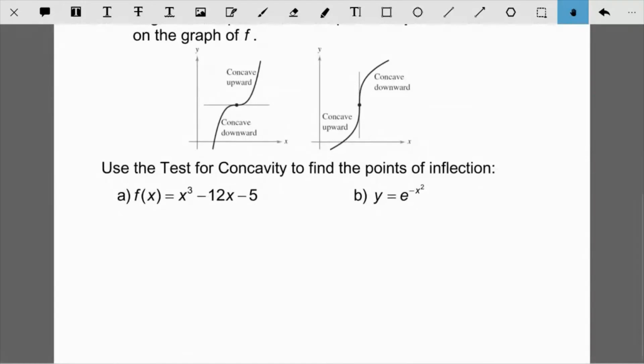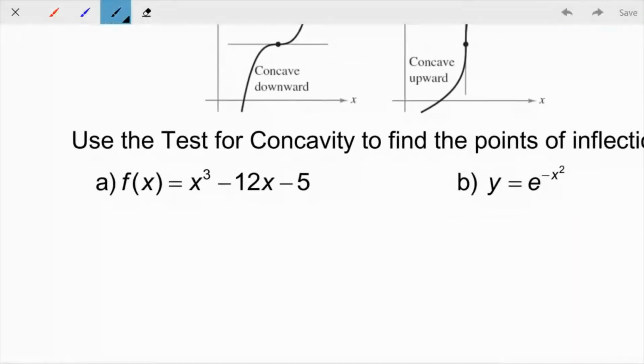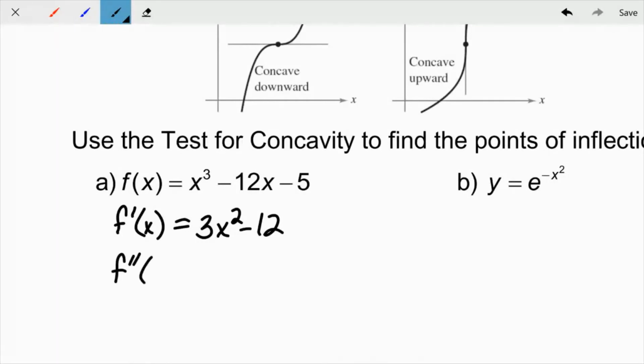Okay, so let's take a look at an example, and then I'll have you try one of these. It says, use the test for concavity to find the points of inflection. And we have this function again, x cubed minus 12x minus 5. So I'm going to take my derivative, and that would be 3x squared minus 12. I'm only interested in concavity, so I don't really need any other information from the first derivative. I just need to use it to get to the second derivative, and the second derivative here would be 6x.